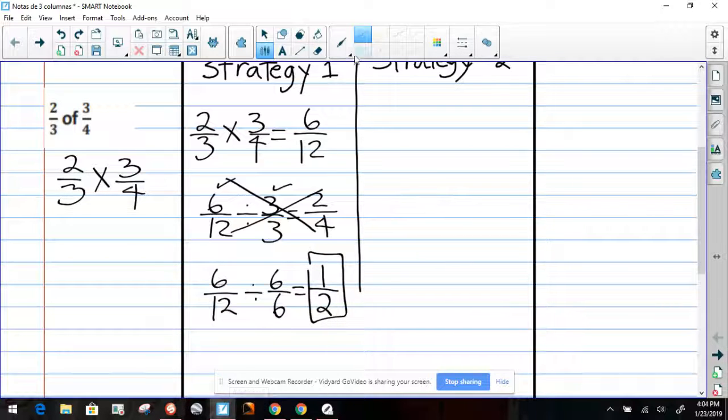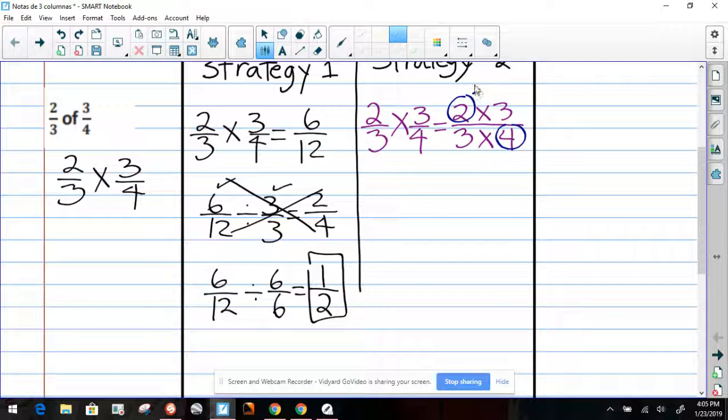Here is a second way to solve this problem. You're going to write the same expression. Then you're going to write them in this way. You're going to say 2 times 3, which is how we multiply it, and then 3 times 4. Now, what you do here is we're going to simplify before we multiply. So we're going to look at two numbers, 4 and 2. And we know that the 2 can be divided by 2, so the answer is going to be 1.